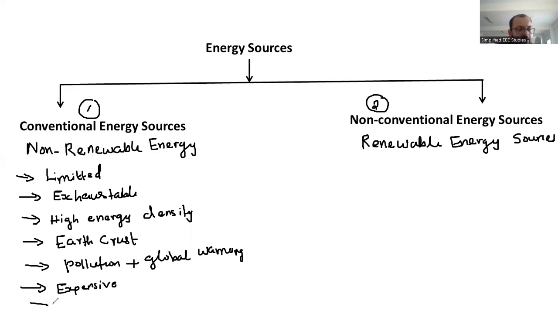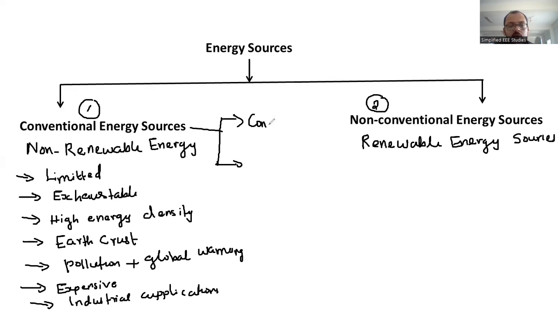Nowadays, we mainly depend on conventional sources of energy only. They are used in large-scale applications, like industrial applications. Most industrial users use conventional sources only. Now you have to give the examples. The conventional sources can again be subdivided into two. The first subclassification is known as commercial energy sources.